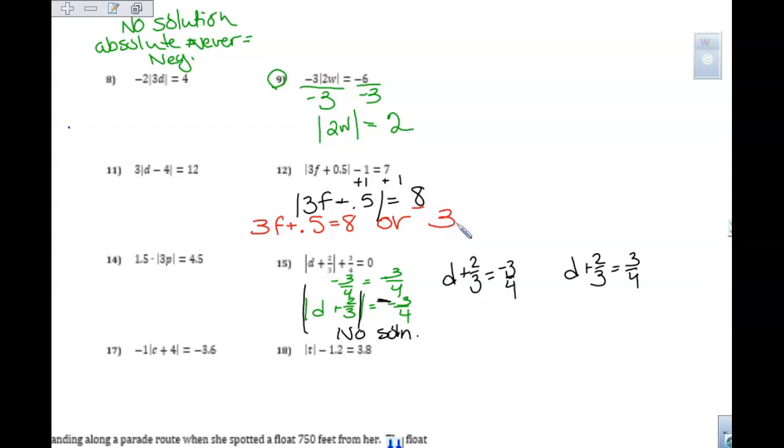The other case, if I'm looking at this place, would be 3f plus negative 0.5 now. I'm going to solve each of those individually. Does that make sense to you guys? This is a little different as we get into the absolute value, okay? So as you're taking a look.